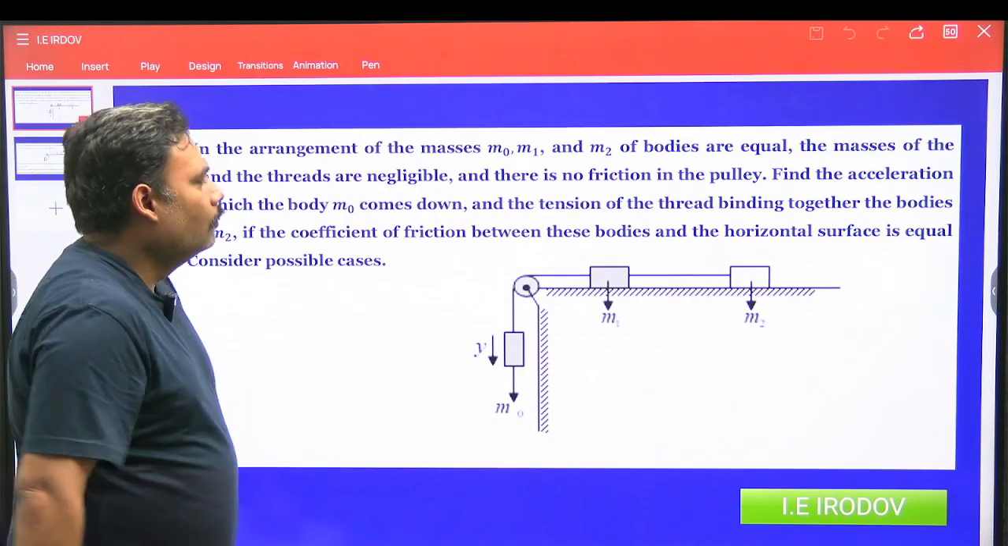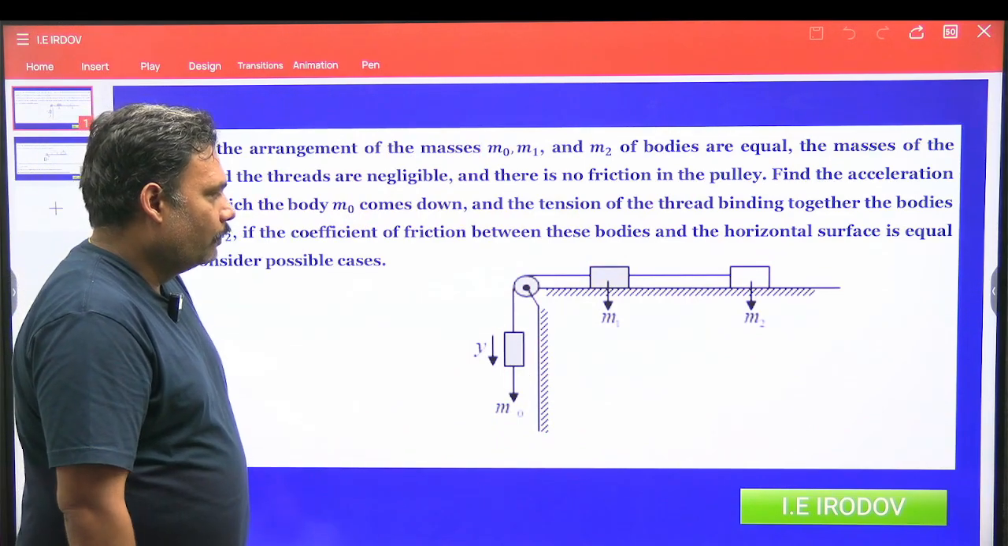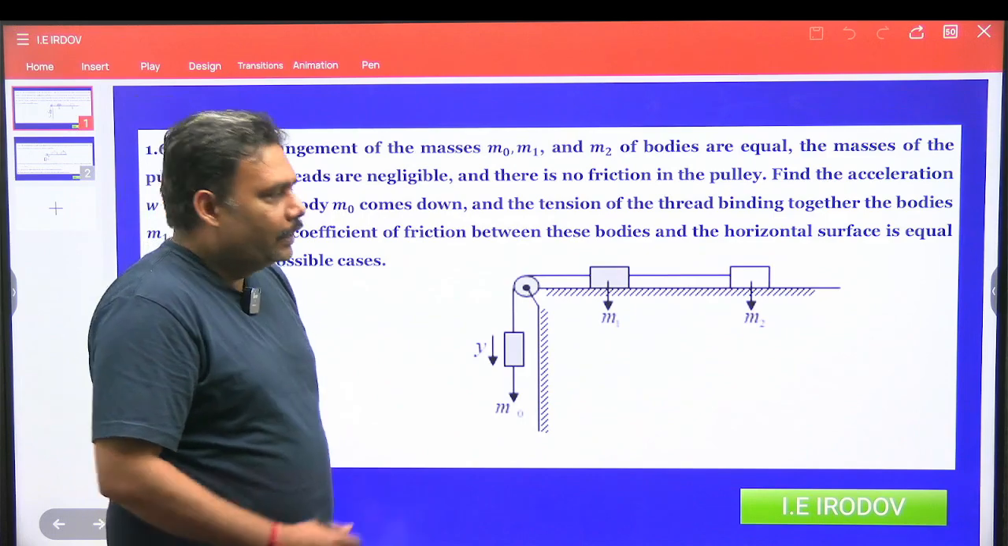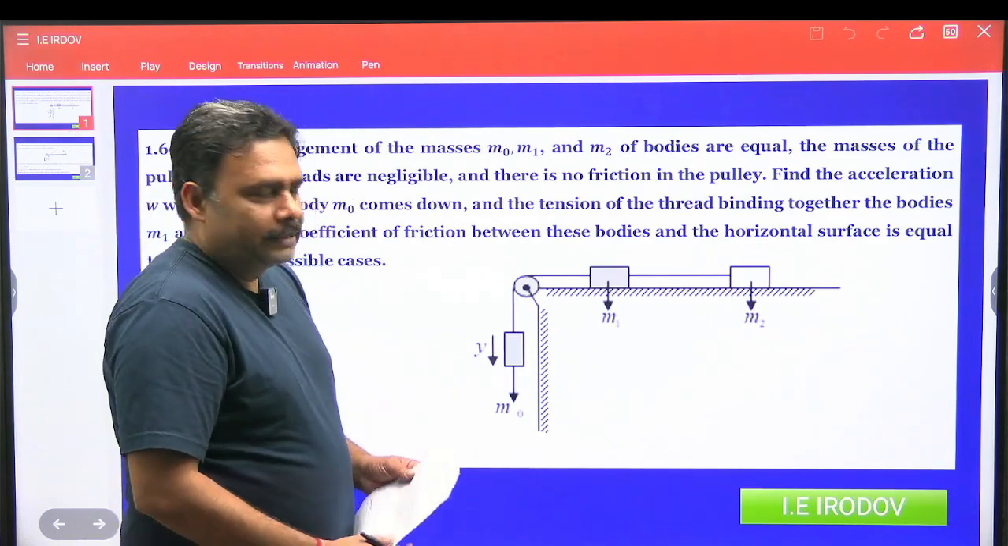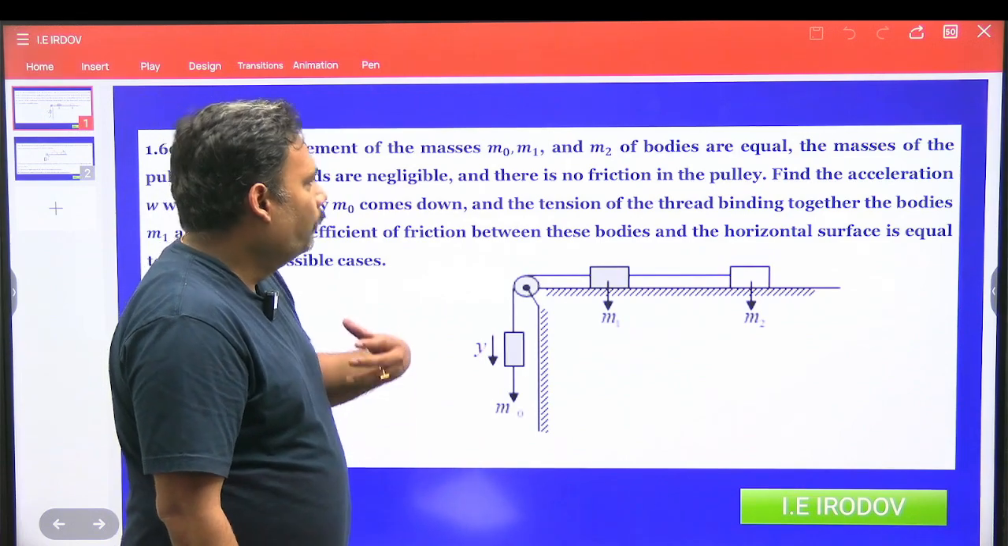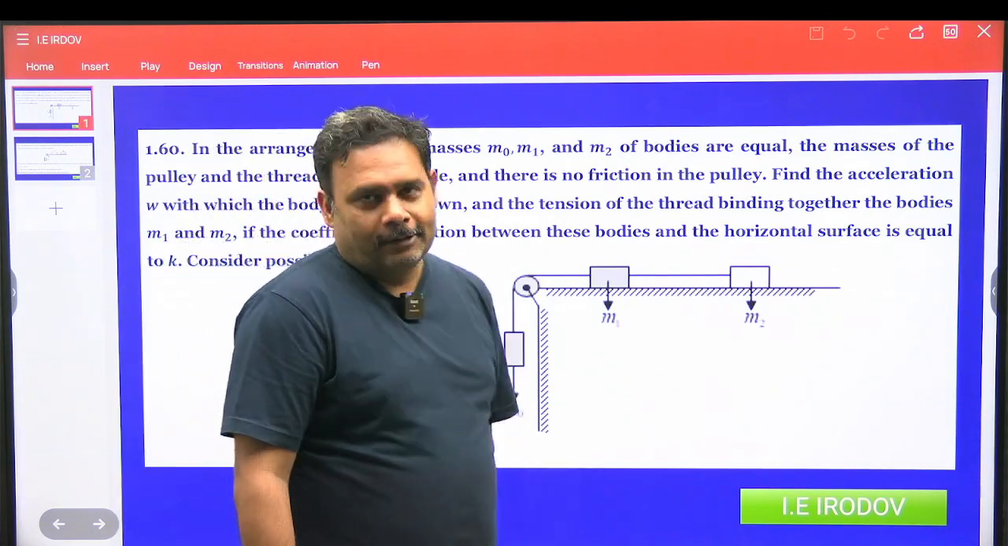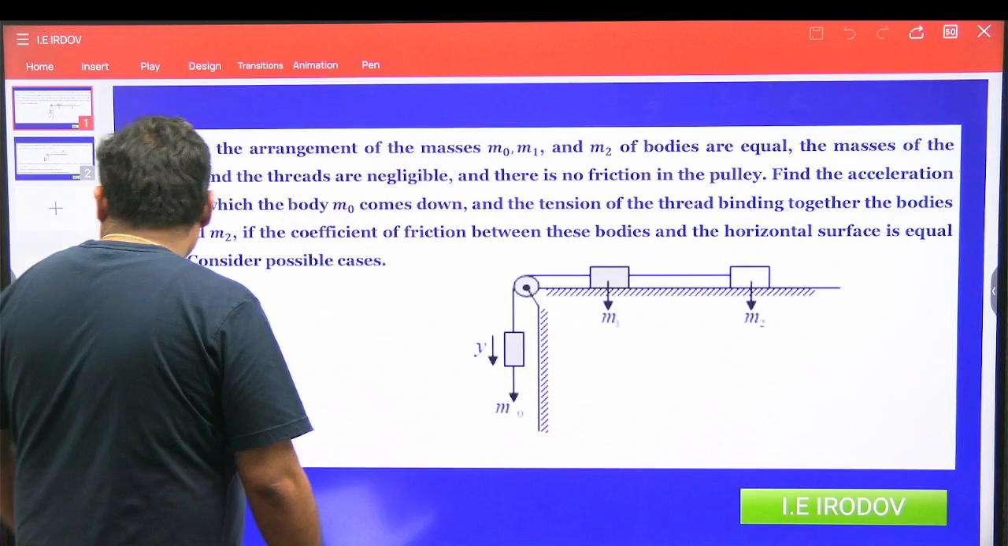So let's try to go straight forward to solving this problem. This is a wonderful problem. Let's see how we can solve it in a very efficient way such that we can use a minimum number of equations to get the solution. So let us try to go for this one.